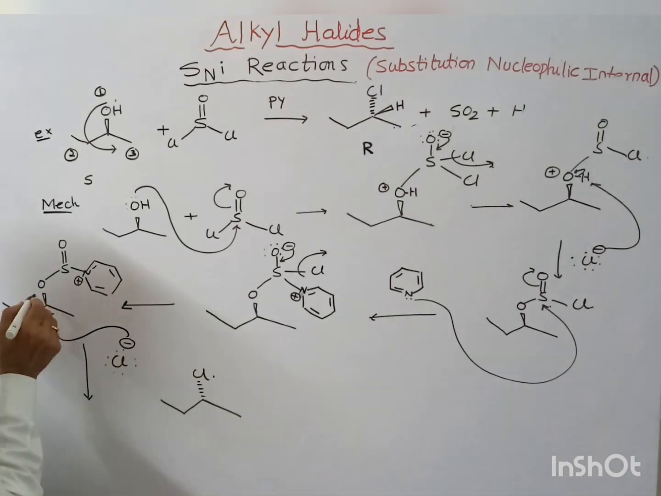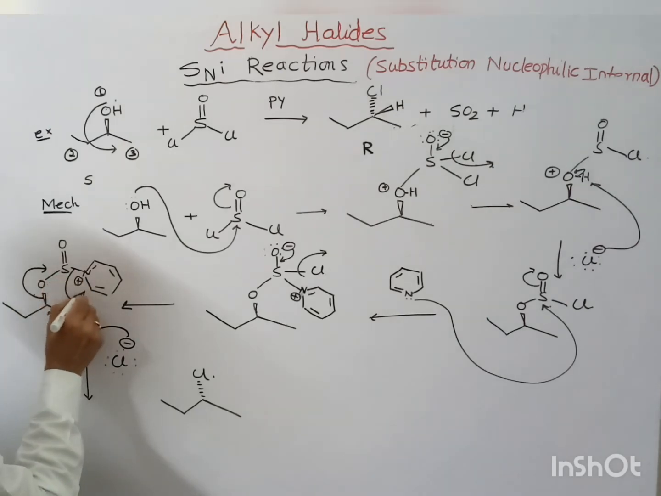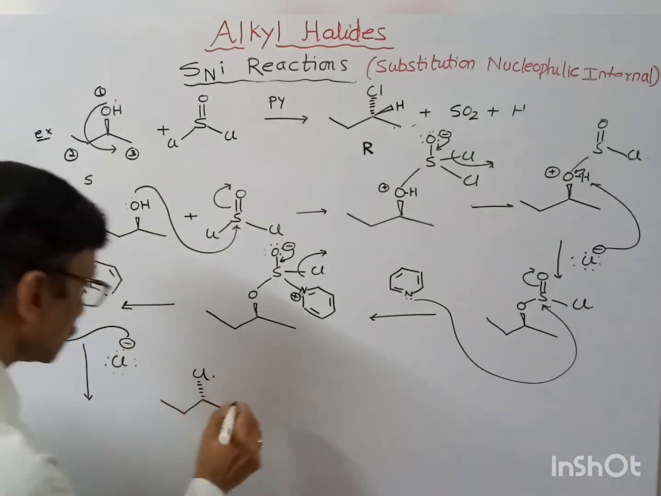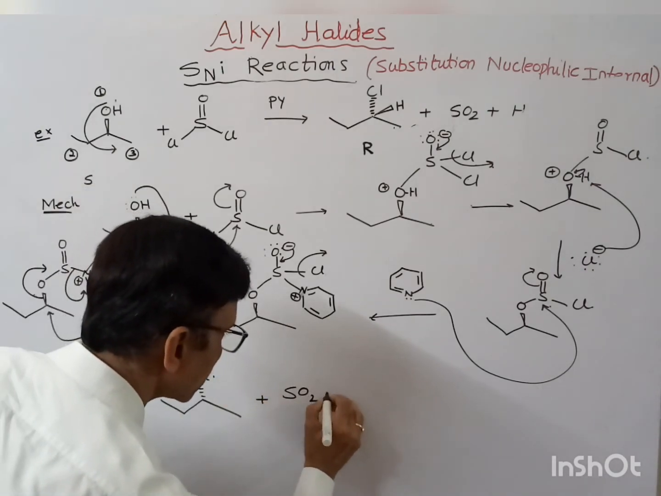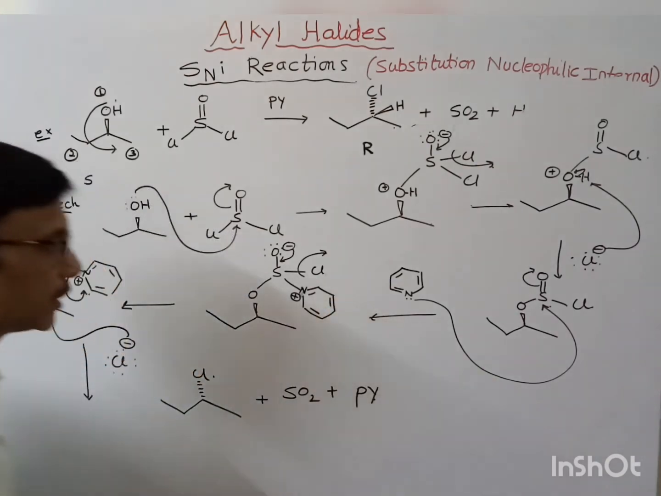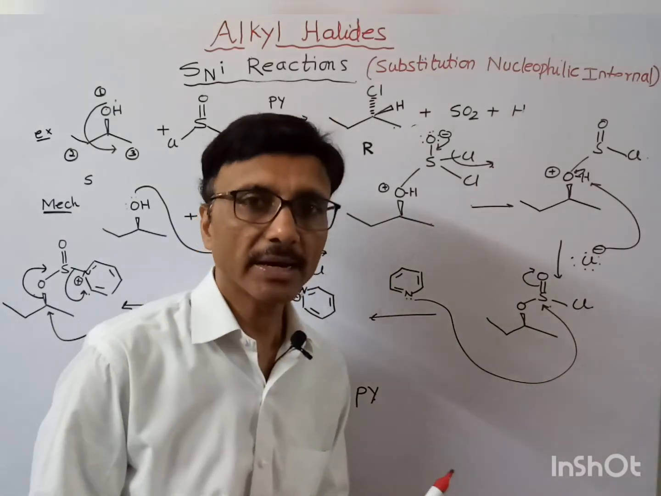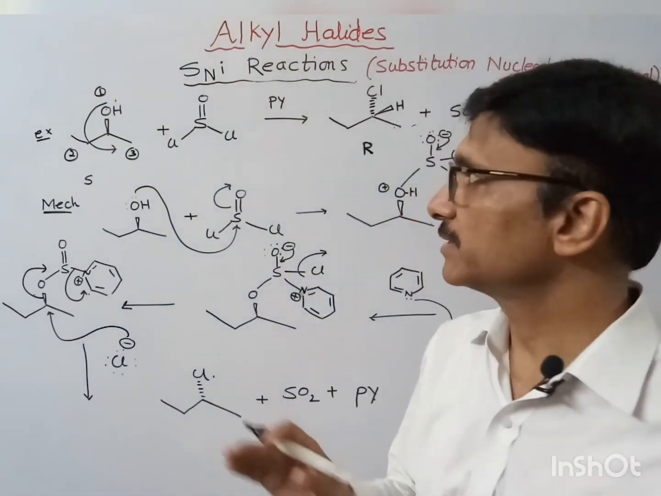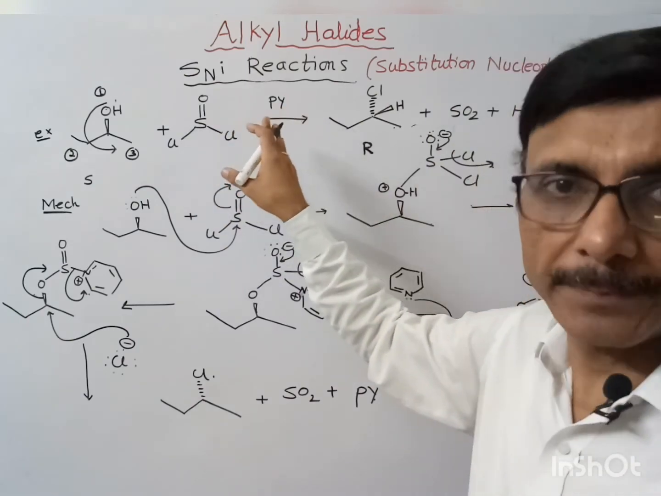Once it attacks from the back side, it will go over here, and this will now leave. So as you can see, SO2 is formed here, plus this pyridine will be given out. So this is the mechanism when the alcohol reacts with thionyl chloride in presence of pyridine.